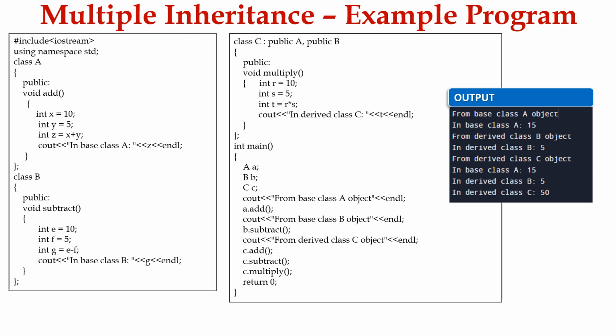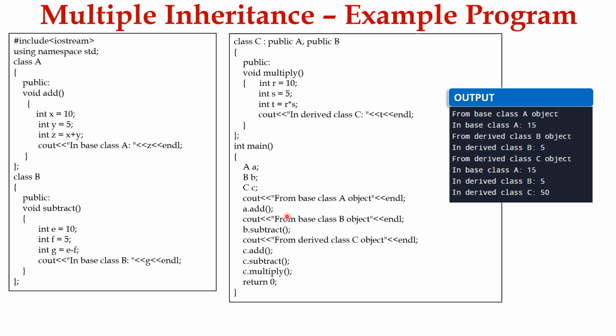Now let's see the execution of the program. We all know that the execution starts from the main function. We have created the objects small a, small b, and small c for the classes A, B, and C. Using the cout statement, "from base class A" is displayed to the user as shown in the output.